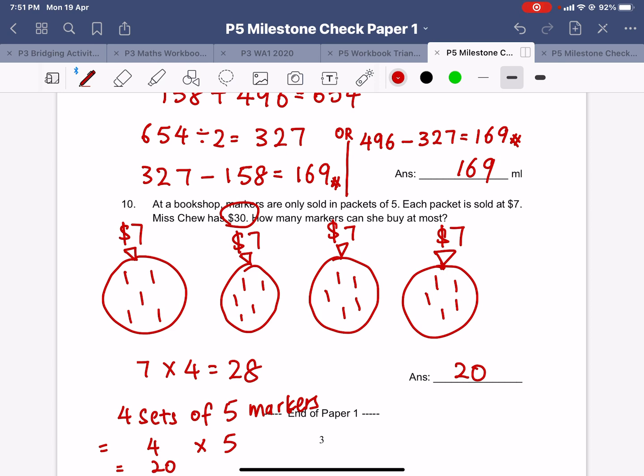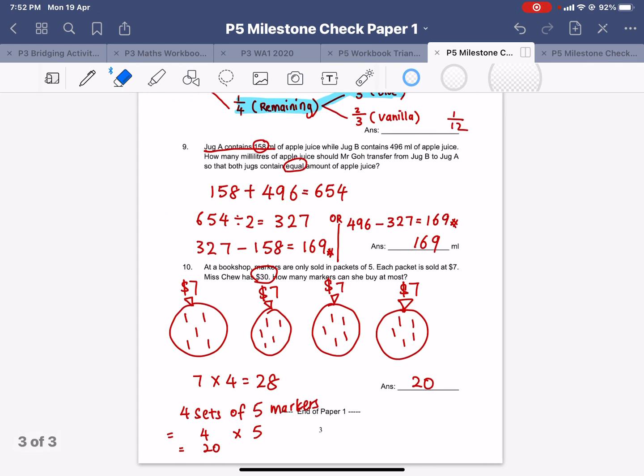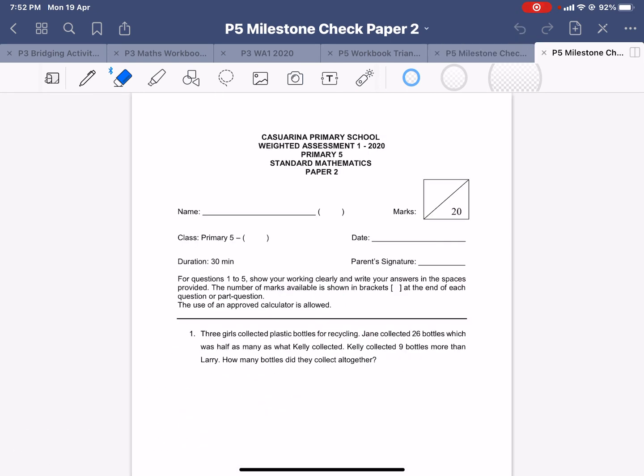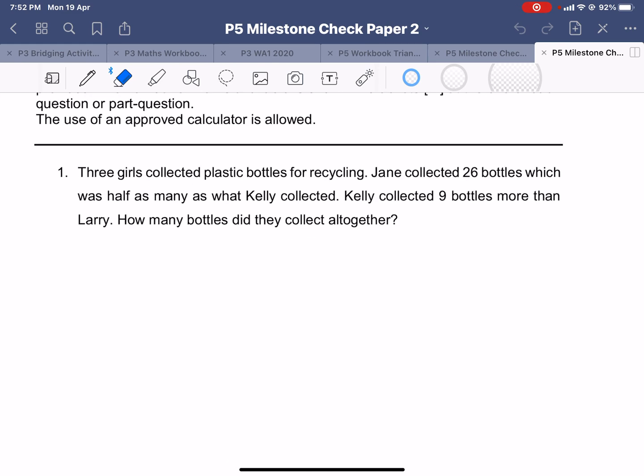So paper 1, that's the idea. Now your goal, of course, is to score as many points as you can for paper 1, so that it will leave you some chance for paper 2 later on. Now I'm going to go on to paper 2, a 30 marks paper.